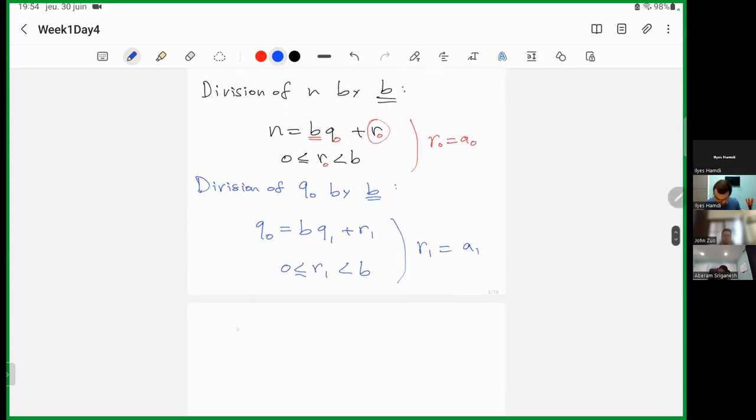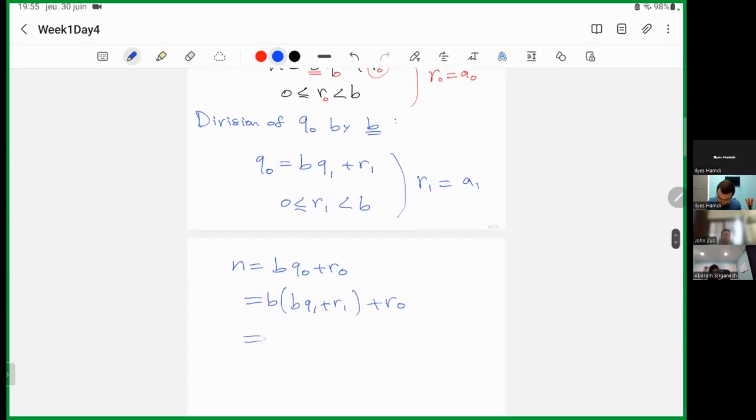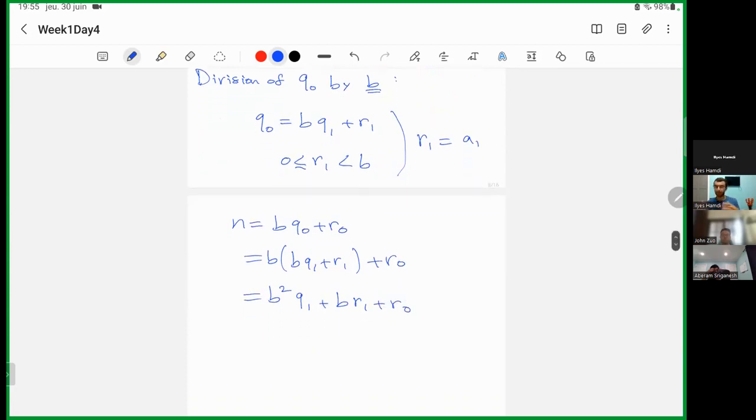So what I'm going to do is rewrite N. So we said B Q0 plus R0. So if I plug in Q0 by its new expression, then what is it that I will find? B squared times Q1 plus B times R1 plus R0. So basically we're building step by step this expression, right? We're building it step by step.